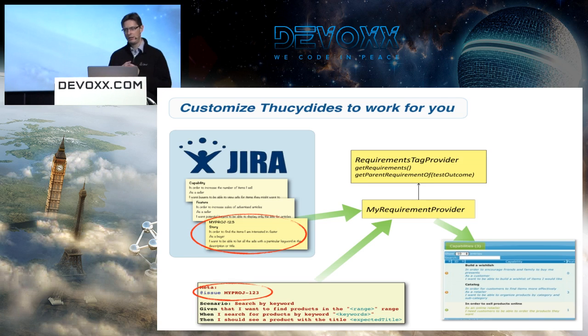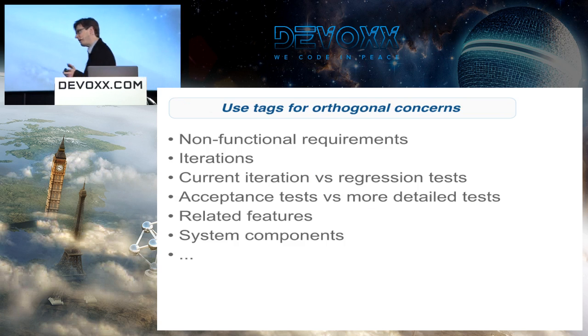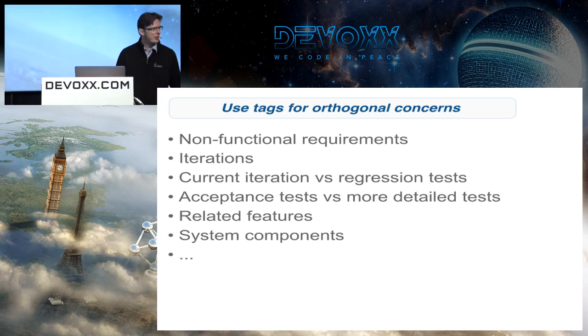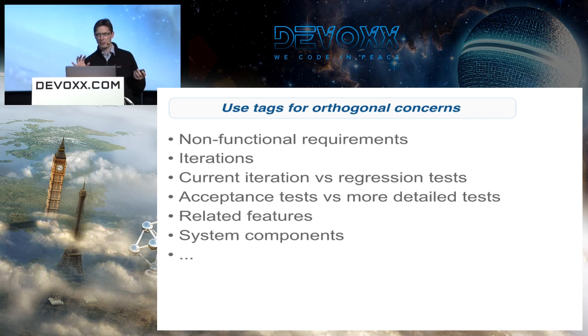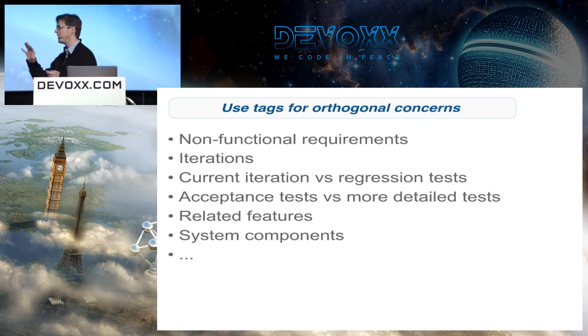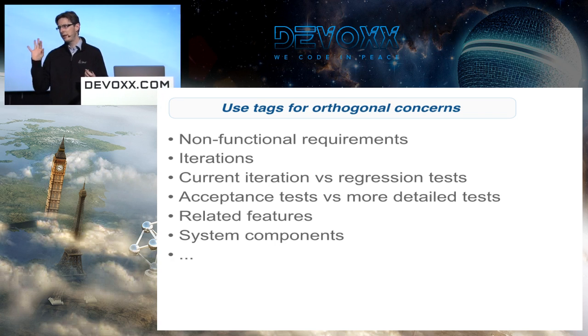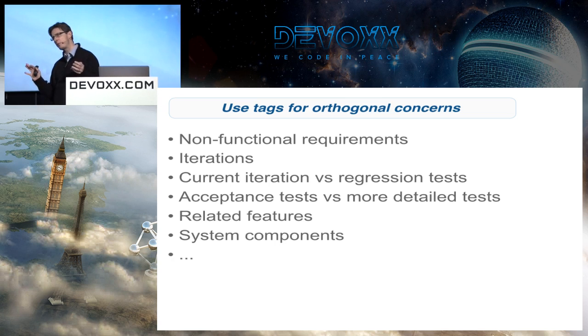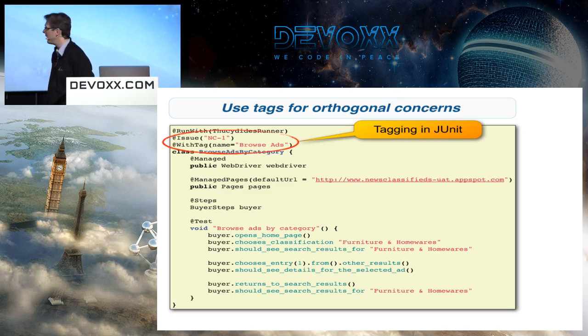So that's one aspect of requirements. The other aspect of requirements is sometimes you have orthogonal concerns. Sometimes you have things like non-functional requirements. You might want to document certain components. You might want to say, okay, this is being done in this iteration, so we want to just report on the current iteration. You might want to distinguish between your acceptance criteria and the more general, broader tests. So there are quite a lot of different ways you might want to slice and dice your tests.